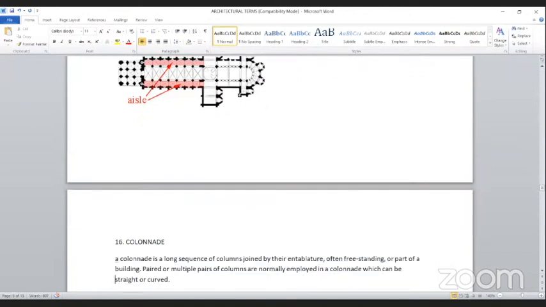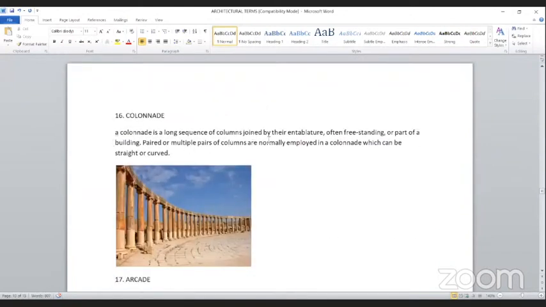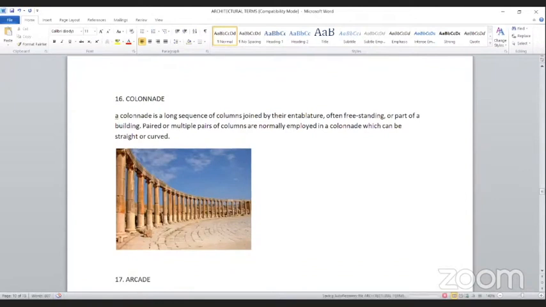Colonnade is a long sequence of columns joined by their entablature, often freestanding or a part of a building. Paired or multiple pairs of columns are normally employed in a colonnade, which can be straight or curved. This is an extreme type of colonnade, as you can see. There is a series of columns joined by an entablature. This is the entablature, the horizontal part. They can be curved or straight, and they can be only two pairs or multiple pairs. So a colonnade is a series of columns joined.